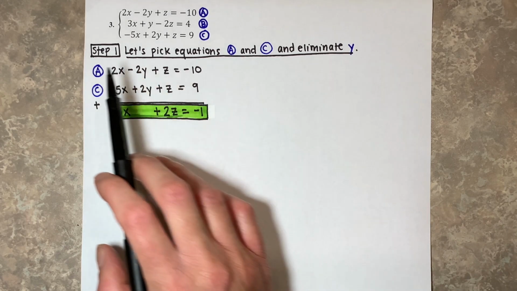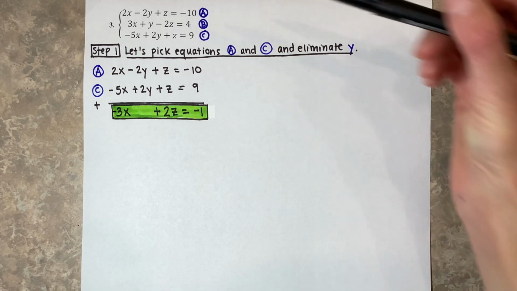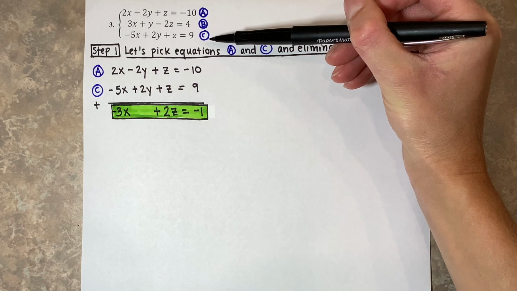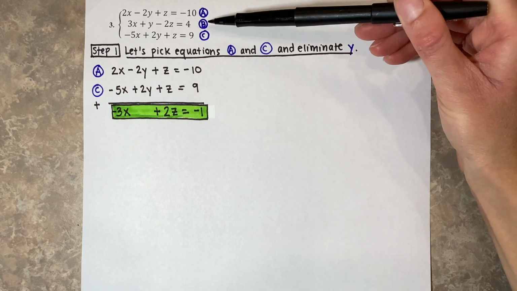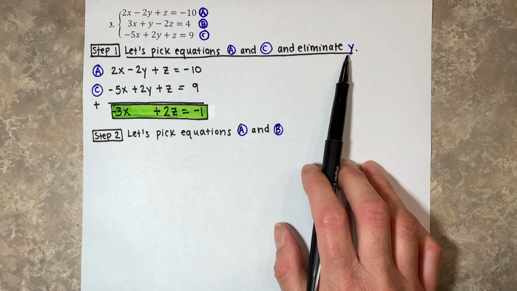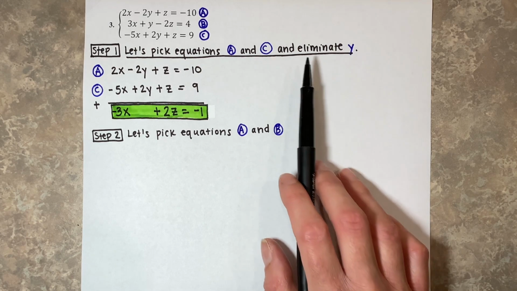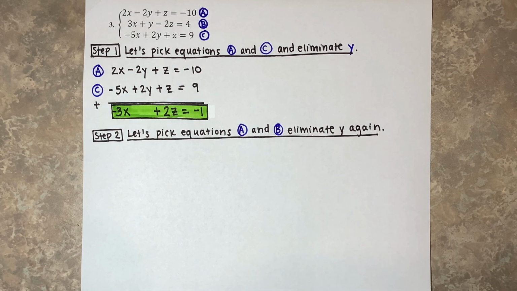Now in step 1, we picked equations A and C. In step 2, we want to pick a different pair of equations. So we could either pick equations A and B, or we could pick equations B and C. Either pair of equations will work. I'm going to randomly decide to pick equations A and B for step 2. Now, remember, whatever variable you eliminated in step 1, we have to eliminate that exact same variable in step 2. So since we eliminated y in step 1, we need to eliminate y again in step 2.